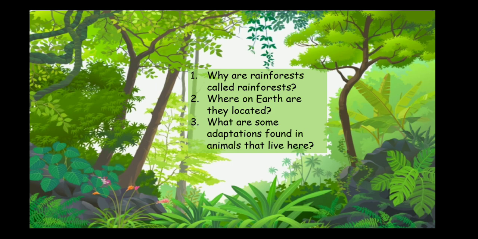Question 3. What are some adaptations found in animals that live here? Very good. Most of the animals that live in a rainforest can climb trees, because there are several closely growing tall trees in a rainforest, and the animals need to climb the trees to reach the fruit and the sunlight. And many rainforest animals have colors that help them hide in the green and brown background of the forests. But don't forget, there are many brightly colored animals that live over here.